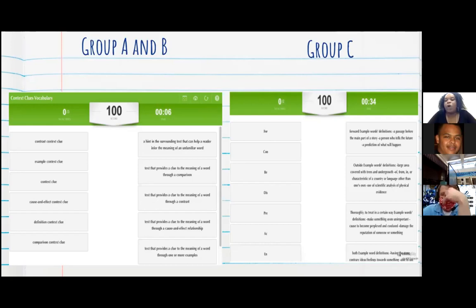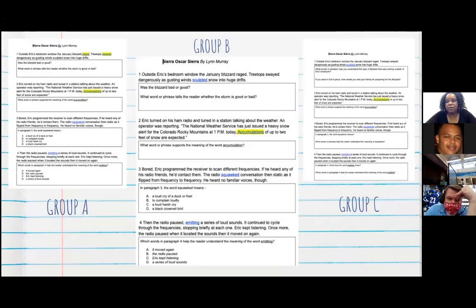Now, group C, they already understand context clues. A lot of students that do not struggle with context clues kind of struggle with root words. And so their activity is not necessarily context clues related, but it is a vocabulary skill to help improve their skills. Now, as it relates to the activity, every student has the same activity.